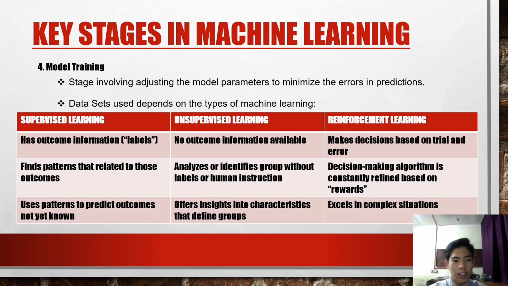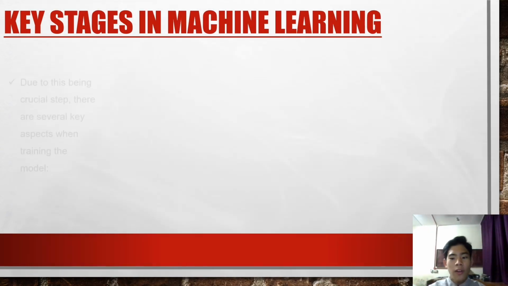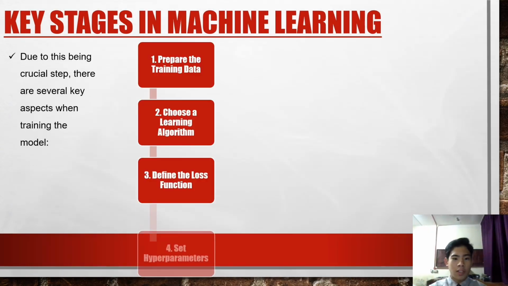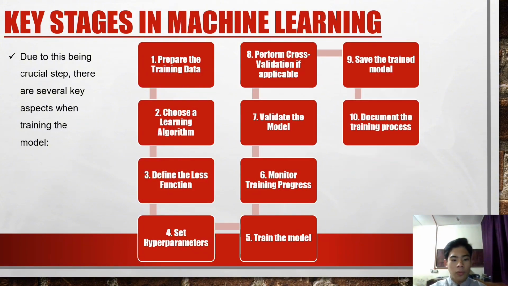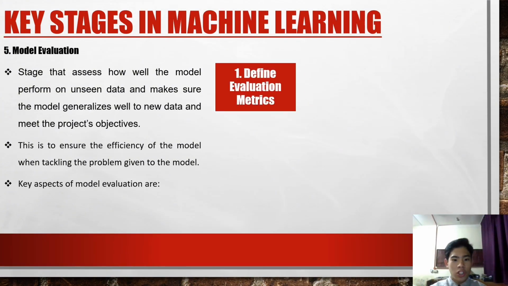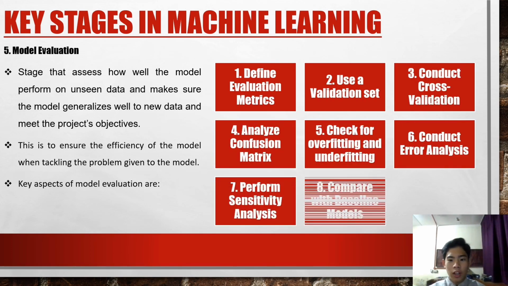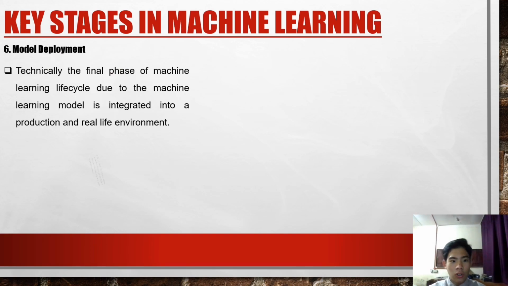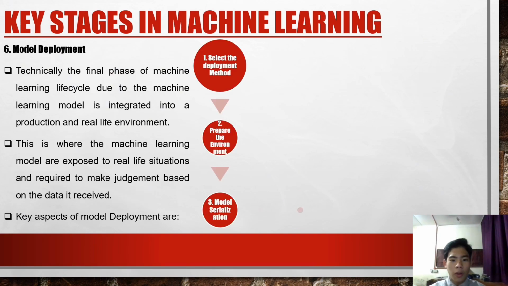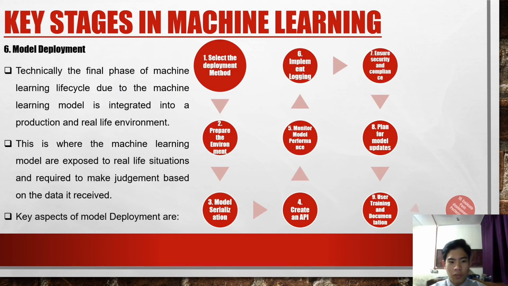So for model training, the dataset is used depending on the type of machine learning shown in the table just now. And there are also key aspects when training the model. Alright, so next up, we also have the model evaluations. So the model is evaluated according to key aspects shown on the right side. Alright, so the next up, we also have the model deployment. Alright, the right side shows the key aspects of model deployment.